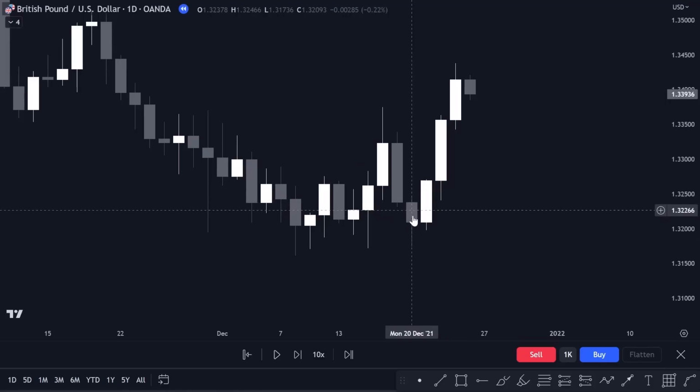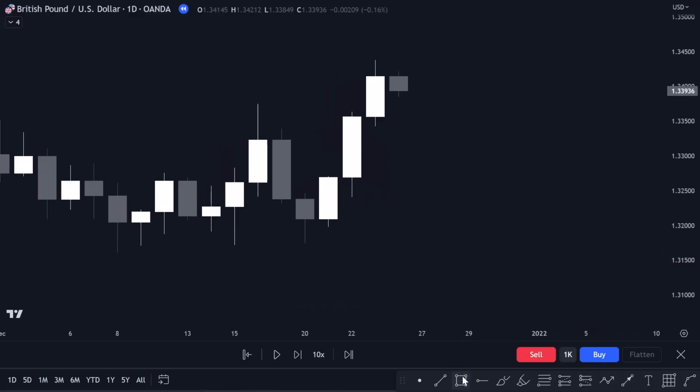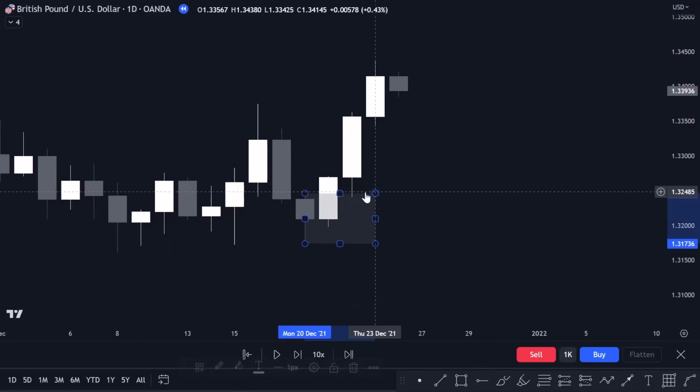Monday opened here, went down, and created this low here. So that's your manipulation on Monday. You see how price went all the way down. Now price expands to the upside. Monday, Tuesday, Wednesday, Thursday. You see the expansion here? It expands to the upside.